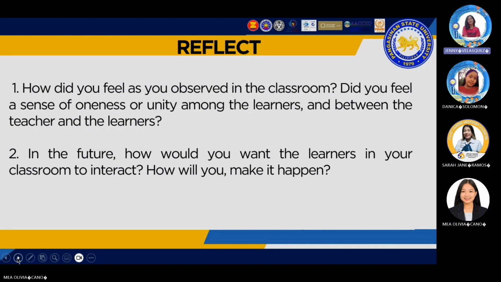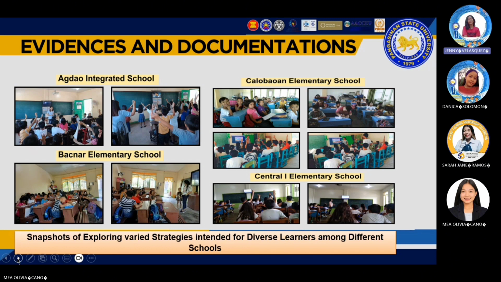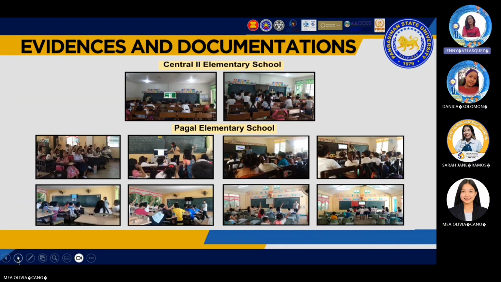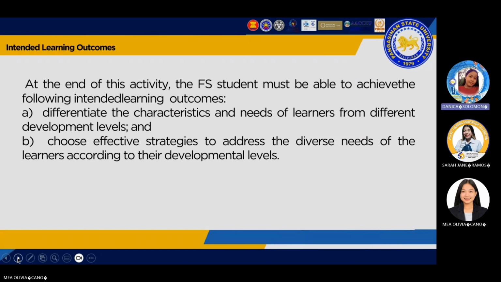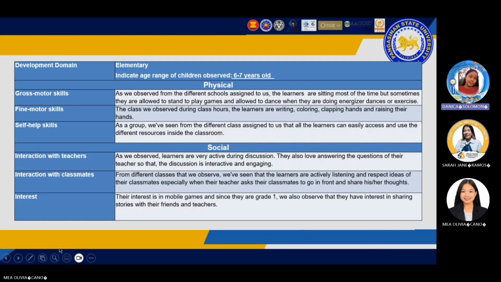And the next slide is the evidences and documents. Here are the snapshots of exploring varied strategies intended for diverse learners among different schools. For this part, these are the intended learning outcomes. Next slide. And now let's move on to the observation report.